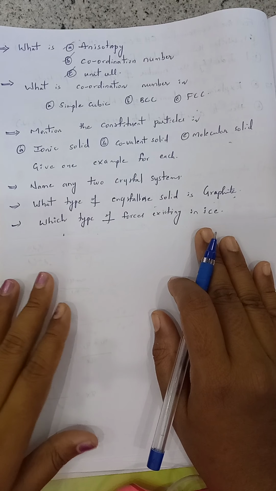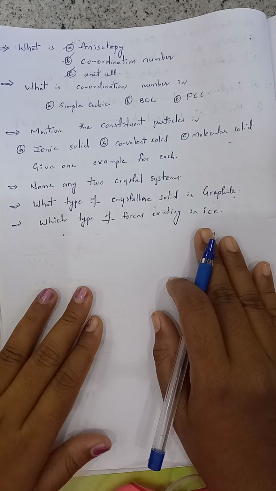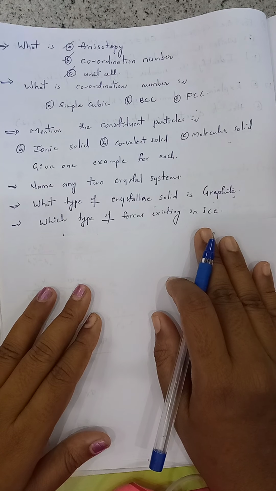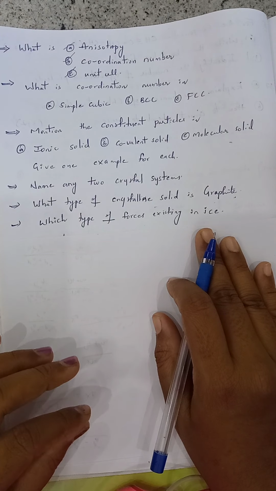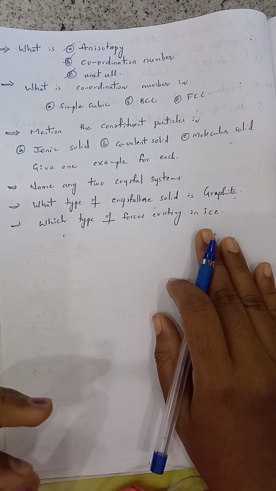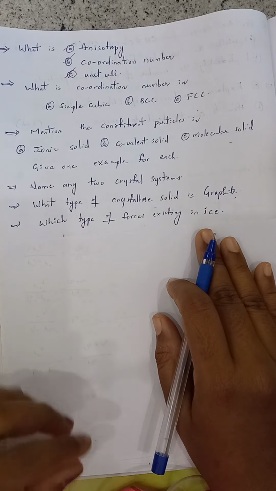Now we want to see the formulas to find density. Based on density you will get numerical questions. What are the formulas we need to follow, that we will discuss now. Here are a few important formulas to find the density as well as the radius of a system or cell.